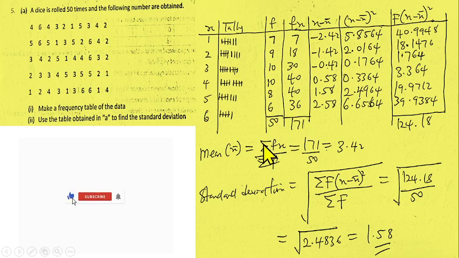Then you now sum it together. Summation fx, sum it together, that gives us 171. So 171 over summation f, sum f together, that gives us 50. Then equals 3.42. So that's the mean or the average.